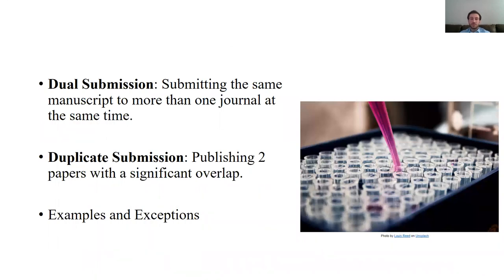So what is dual submission? Dual submission is submitting the same article to two journals at the same time, because it takes a long time for journals to make a decision on an article. Sometimes people say, we submitted an article to a journal and after 6 months they rejected it and now we have to submit again. So why don't we submit to several journals at the same time? And if it's accepted in one journal, we can tell the other journals, you know what, our article got published there. That is not allowed.